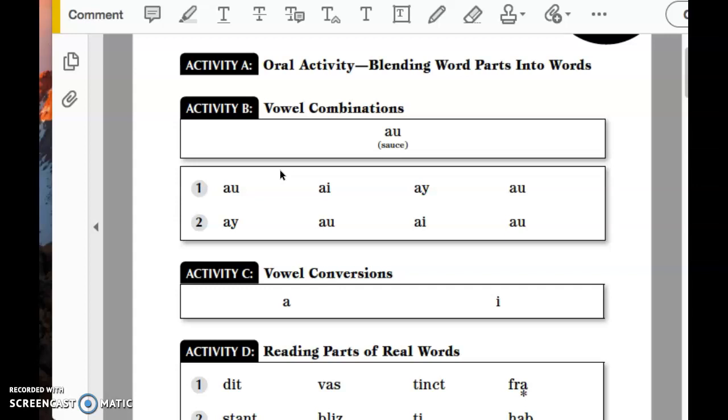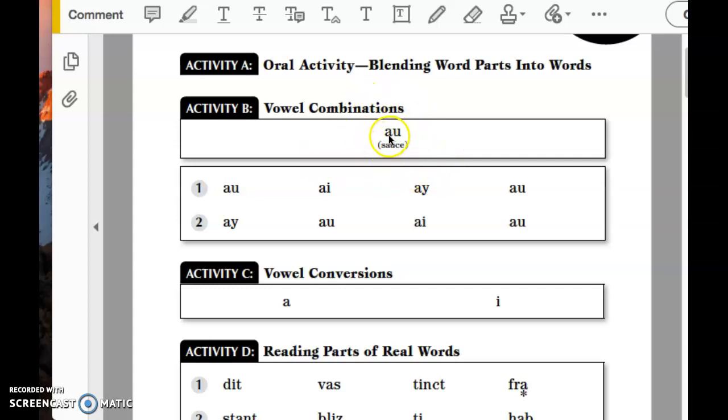Optimism. What word? Optimism. Decoration. What word? Decoration. Incapable. Incapable. Contaminate. What word? Contaminate. Now let's look at activity B, vowel combinations.